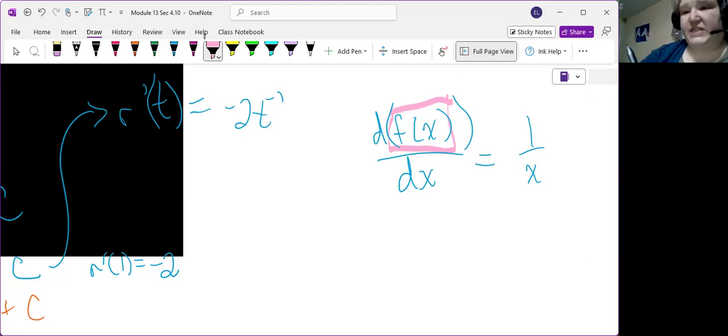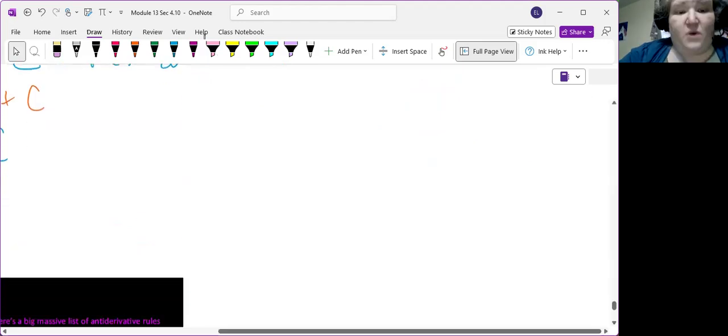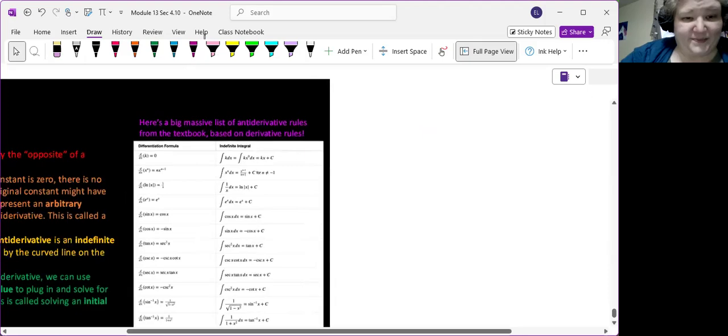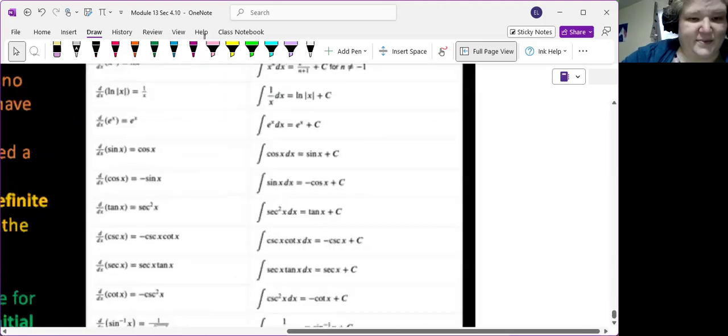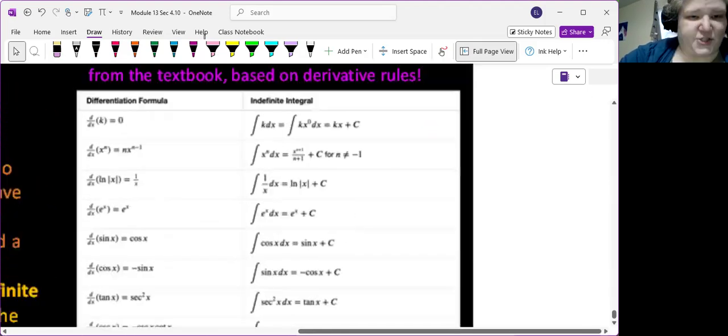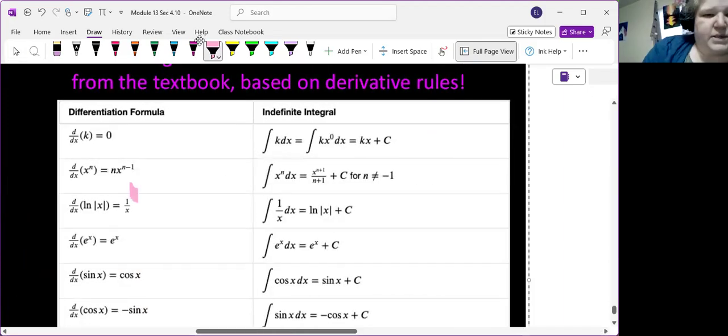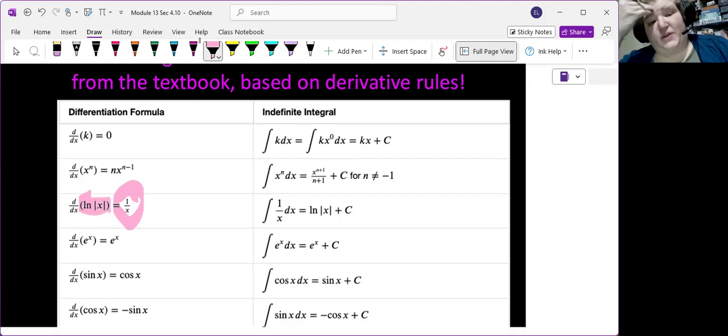It's really awkward to think through these things backwards, especially when you guys are first learning how to do this. So there's nothing wrong with going down and looking at the list of derivatives. All right, so I know it's not the trig, guys. Those are all gross. But we look here. Boom. There's our 1 over x. So we've got the ln of the absolute value of x.